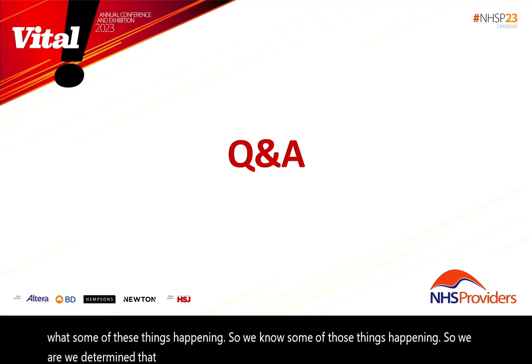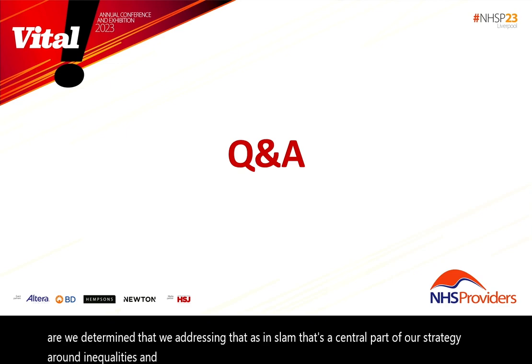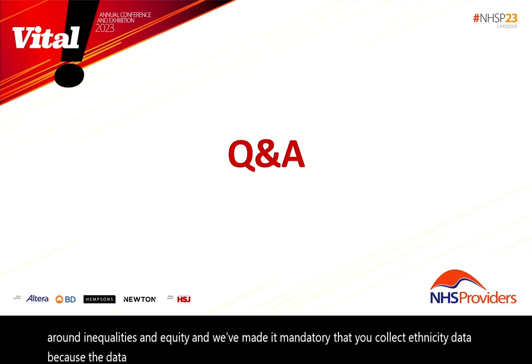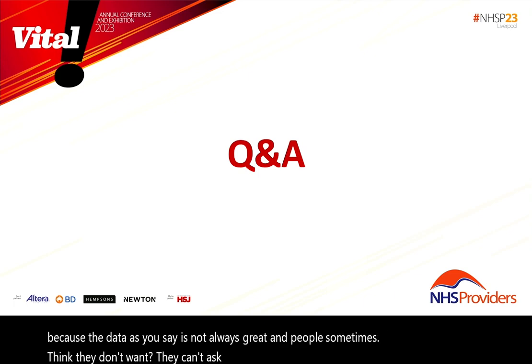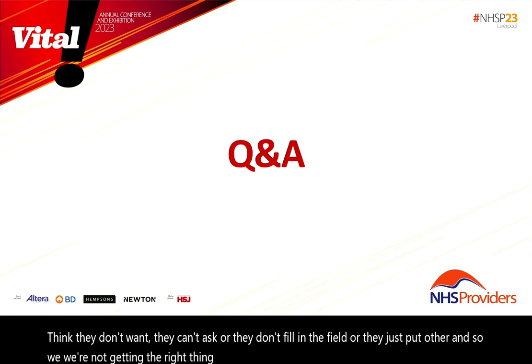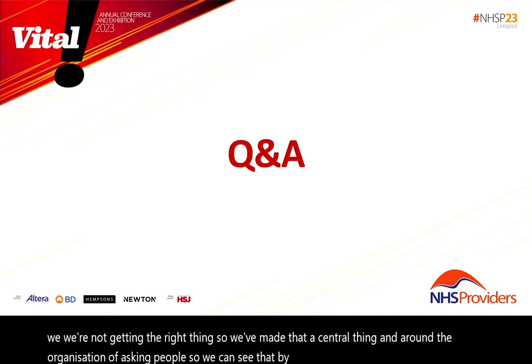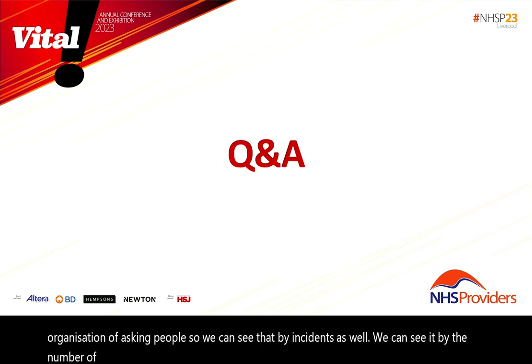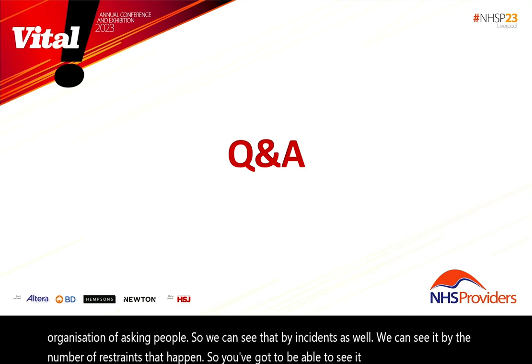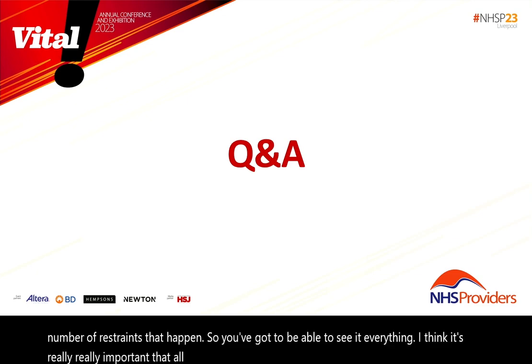So we determined that we were addressing that in SLAM. That's a central part of our strategy around inequalities and equity. And we've made it mandatory that you collect ethnicity data because the data, as you say, is not always great. People sometimes think they can't ask, or they don't fill in the field, or they just put other. And so we're not getting the right thing. So we've made that a central thing around the organisation of asking people. So we can see that by incidents as well. We can see it by the number of restraints that happen. So you've got to be able to see it in everything. I think it's really, really important that all organisations are really collecting this.